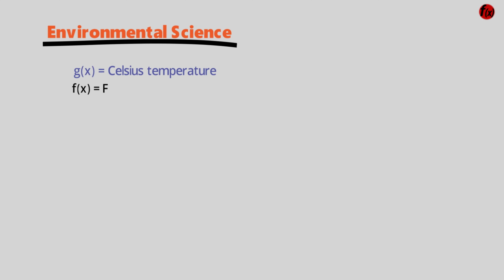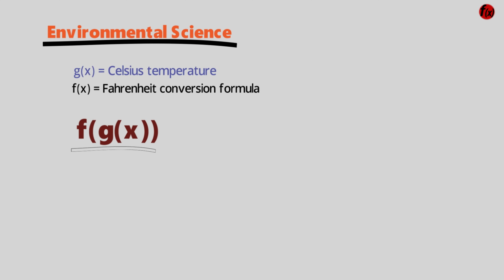Environmental science. Temperature conversion. g(x) equals Celsius temperature. f(x) equals Fahrenheit conversion formula. f of g of x converts Celsius to Fahrenheit.